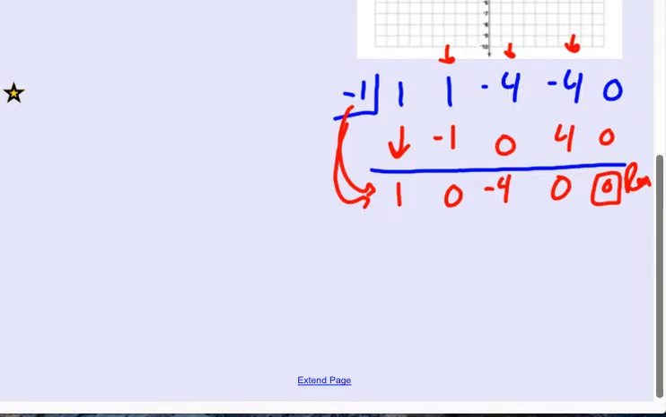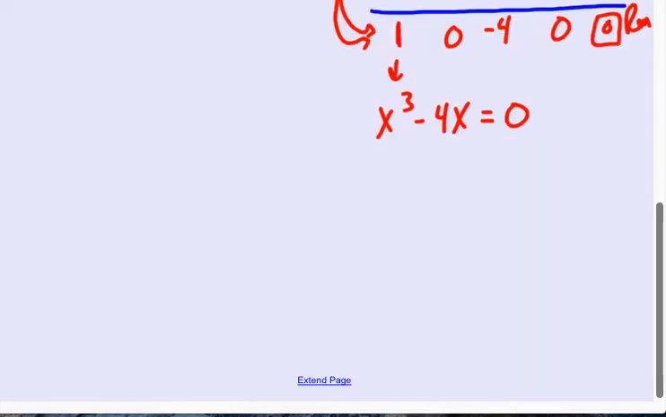Now, the degree of what we're dividing into is x to the fourth. So this 1 right here is 1 degree less. That's 1x cubed plus 0x squared minus 4x plus 0, I guess, and then that's it. So we need to set this equal to 0 and solve or factor it first.